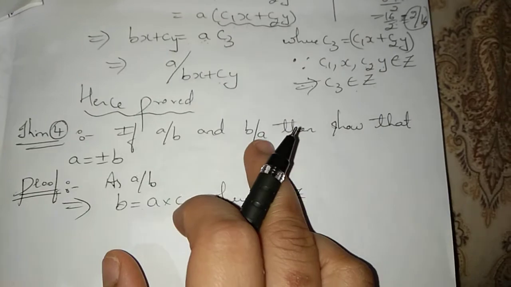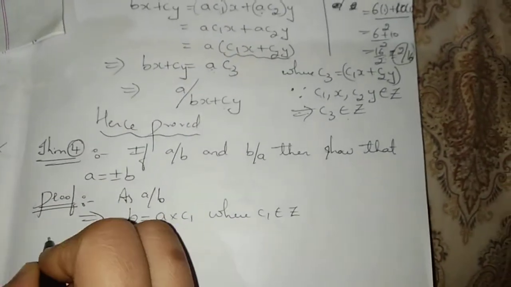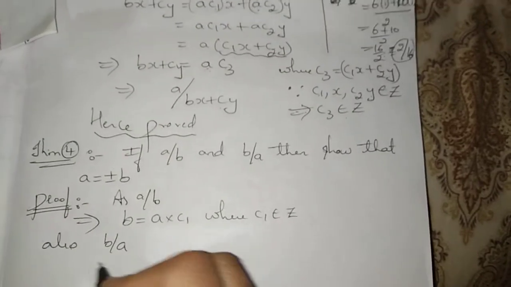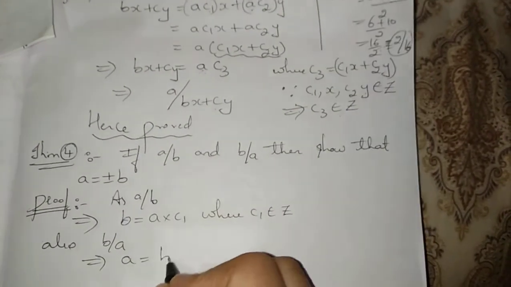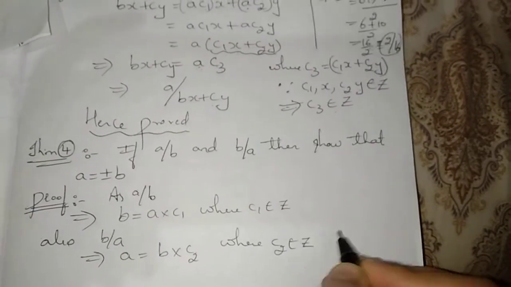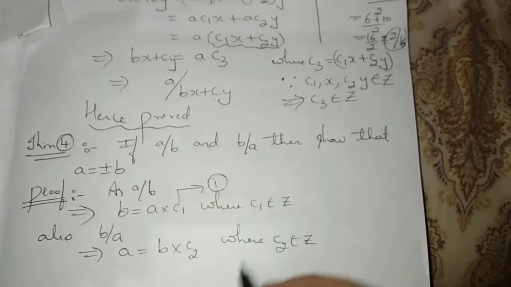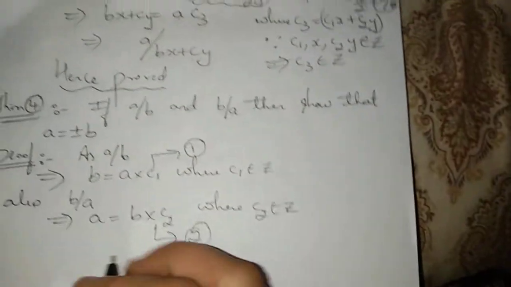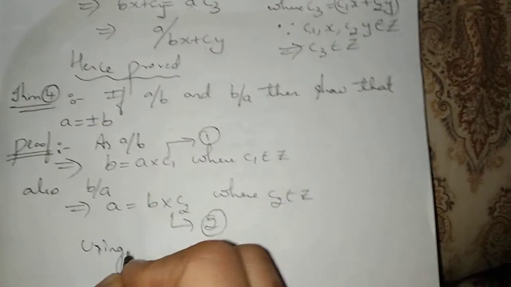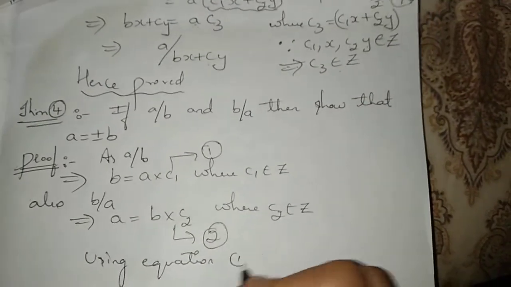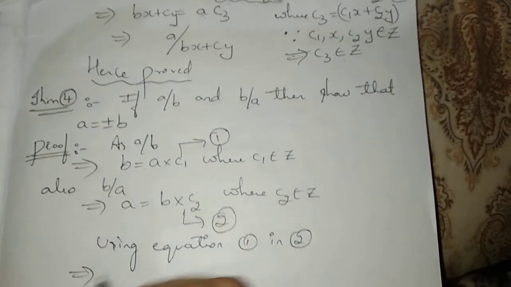Similarly, I am supposed to write down B divides A. Also B divides A implies A is equal to B into C2, where C2 belongs to integer. Make this one as equation number 1 and this one as equation number 2. Okay, using equation 1 in 2, A implies what?